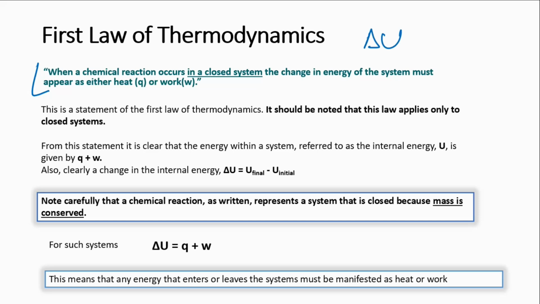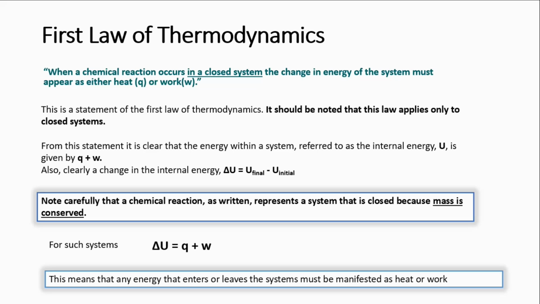Change in internal energy, and U is used to symbolize internal energy. So the change, delta U, change in internal energy, is equal to heat or work. Alright? Look at what it says. When a chemical reaction occurs in a closed system, and this is important, closed system, the change in energy of the system must appear as either heat or work. Now we'll say some more about that shortly. This statement is a statement of the first law of thermodynamics. Right? And note, it only works for closed systems.